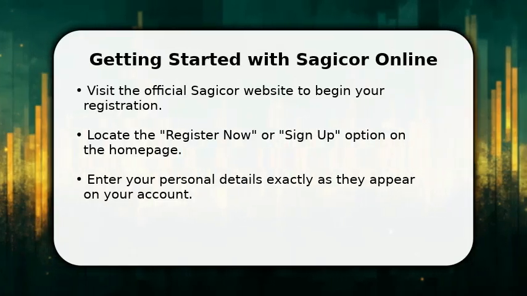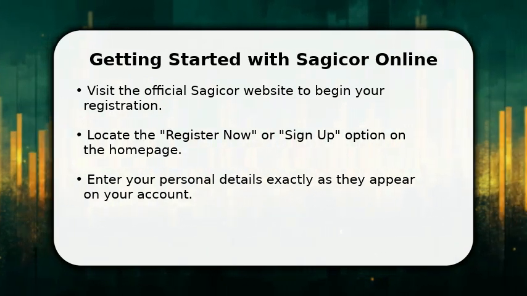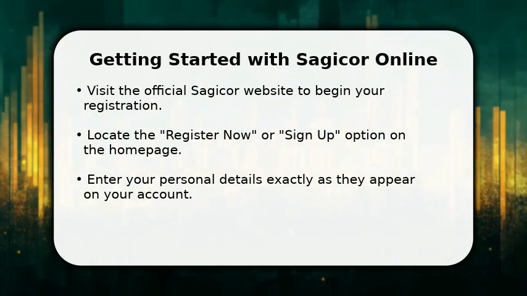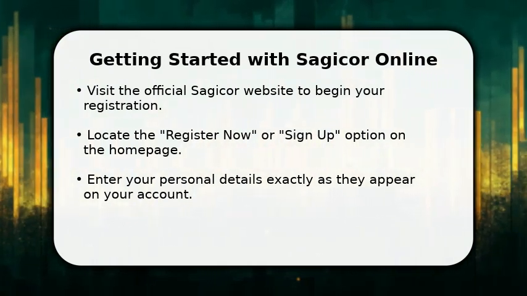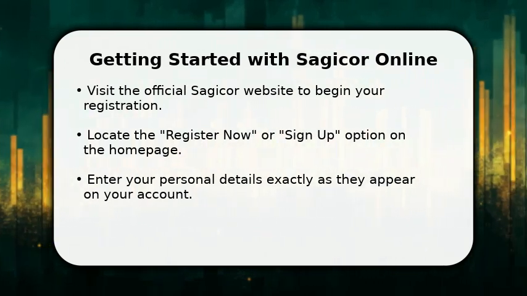In this video, I will explain how to set up Sagicor online banking. First, navigate to the official Sagicor website using your preferred web browser. Look for a prominent Register Now or Sign Up button, usually found near the login area. Click this to start the process.